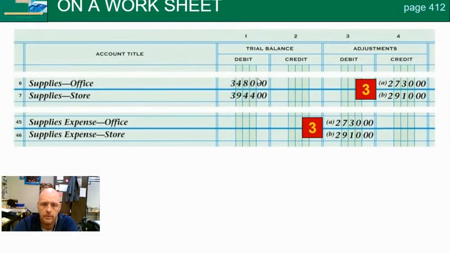So here we'll see the trial balance number of what I had of value in total. I go over here to the right where I can't see, and I plug in my ending balance, and then I work backwards to see how much was used up. Using up of supplies, office and store, are going to be expenses, cost of running my business.